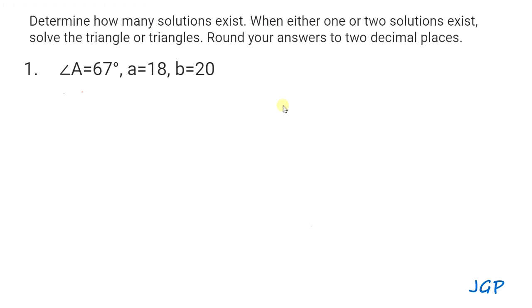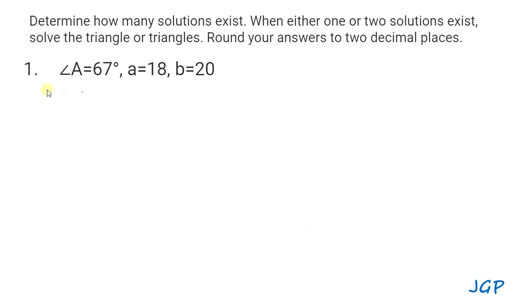Kasi, di ba, we have three possible solutions na mag-i-exist. Can have no solution, or no triangle will exist, or one solution, one triangle will exist, or two solutions, we have two triangles will exist. So, let's solve this problem according to the instruction. Round your answers to 2 decimal places.